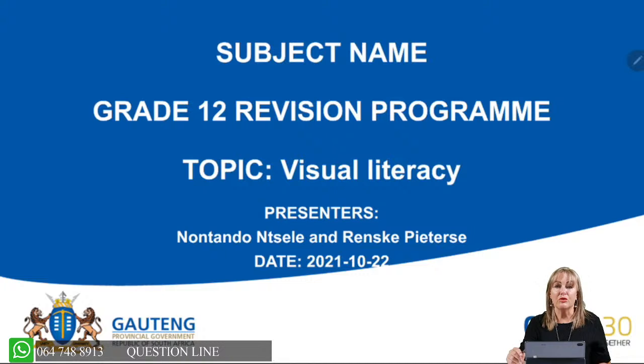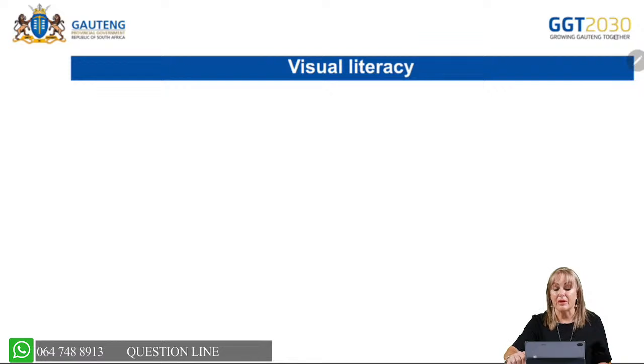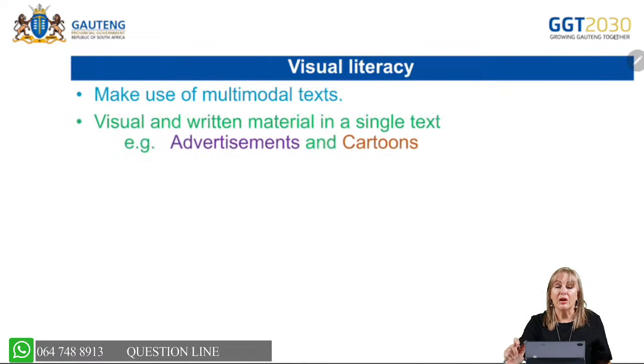So the reason for doing advertisements is so that you can actually understand that manufacturers are trying to persuade you to buy something, that they maybe use language to enforce their message, but they might actually not be telling the truth. And that is why we do visual literacy. Now, in visual literacy, we make use of multimodal texts. Multimodal simply means that it's not only words, it's also pictures, like in the advertisements and the cartoons.